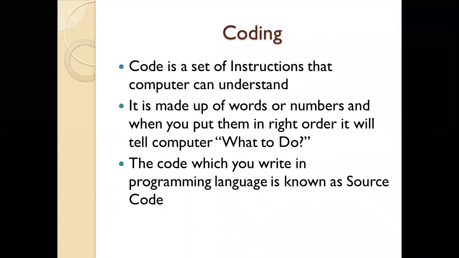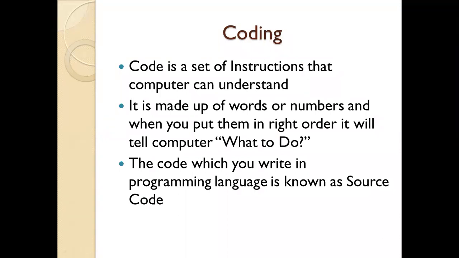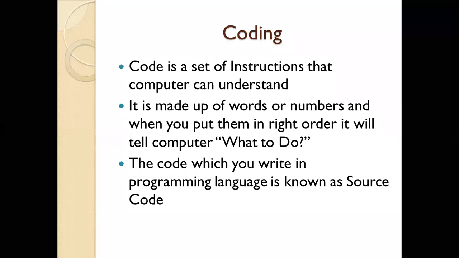Coding means code is a set of instructions that computer can understand. Now the algorithm and the flowchart which we were creating, it cannot be understood by computer. So we have to write in the language of computer. Suppose if I have to give the instruction to a person who can understand only French language or only German language, then I need to instruct that person in that language only.